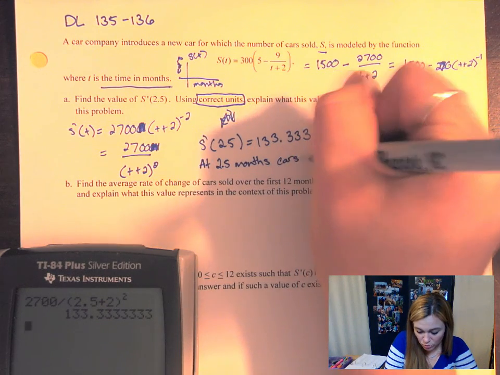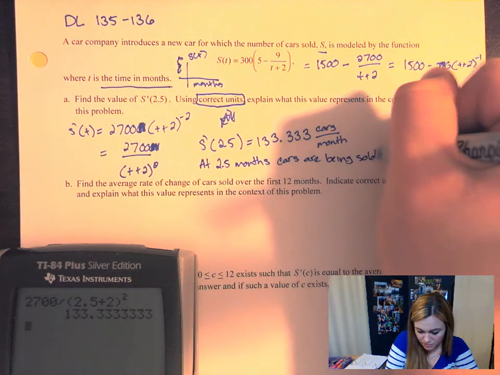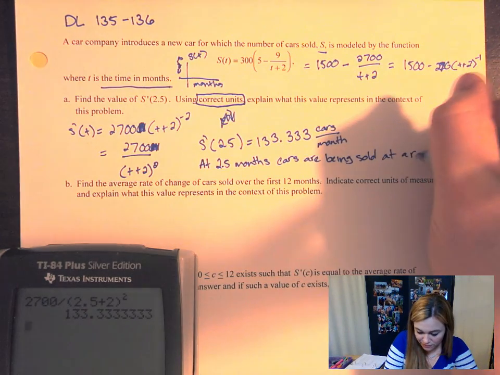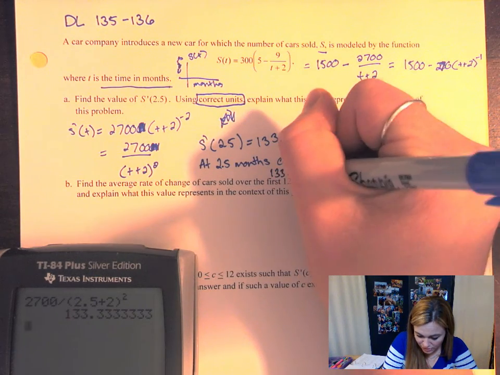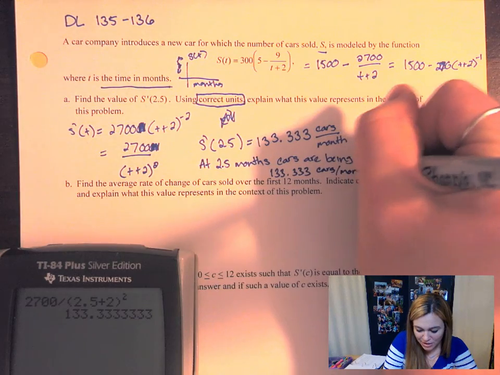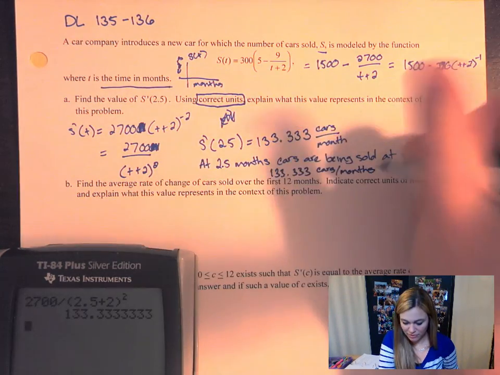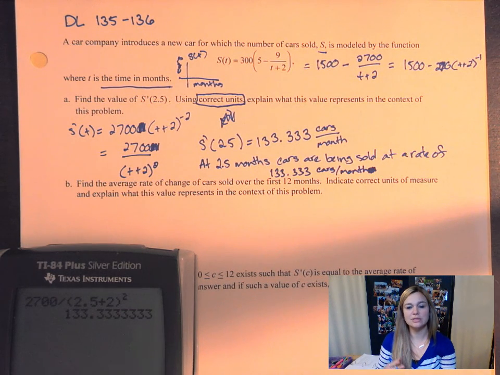cars are being sold at a rate of 133.333 cars per month. You might ask why we couldn't round, because you're not going to sell part of a car. You still want to use the 3 places after the decimal unless it specifies otherwise, because that 0.333 after 3 different months will add up to a whole car, which is a pretty big deal.